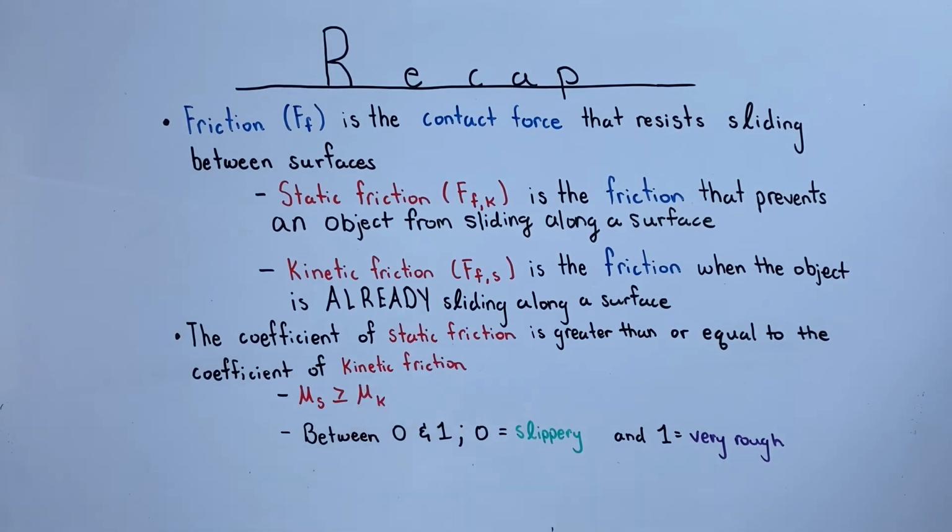And one thing I forgot to mention in the lecture is that the coefficient of friction is usually between 0 and 1. And these numbers tell the roughness between the two surfaces, where 0 is slippery and 1 is very rough. And there are cases where the coefficient of friction is greater than 1, but we're not going to talk about that anytime soon.